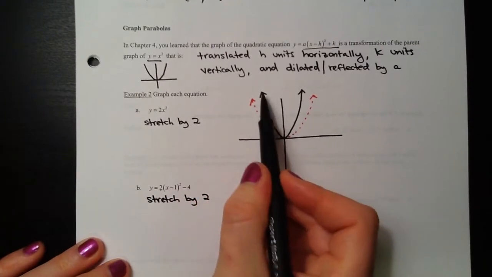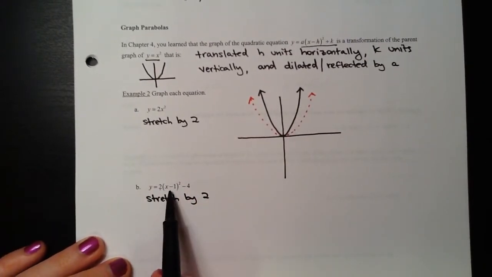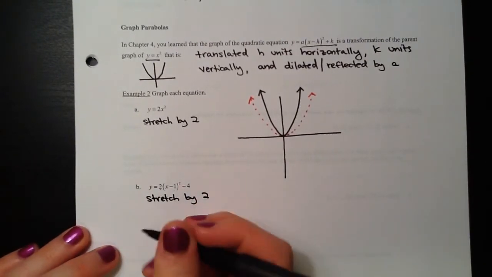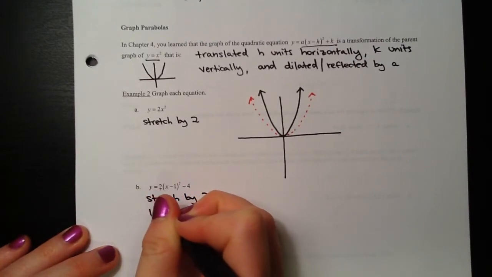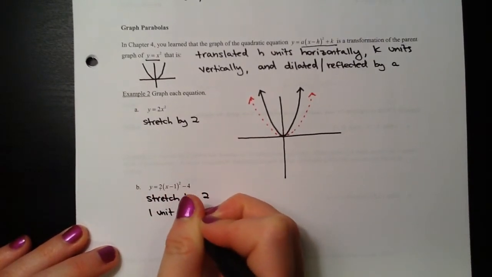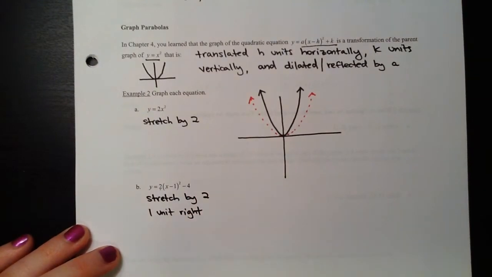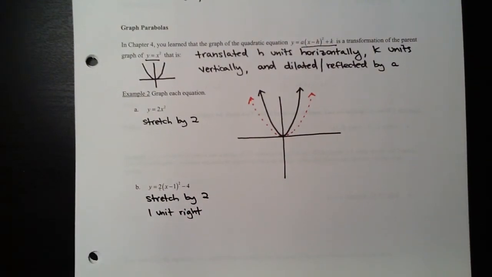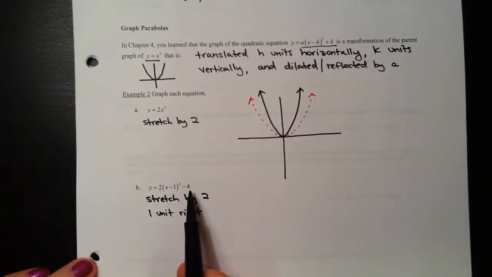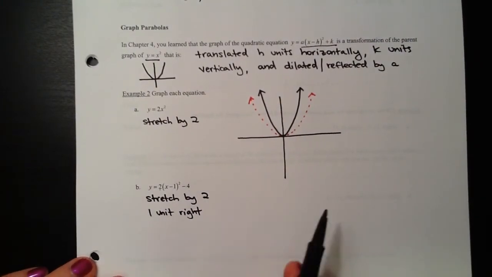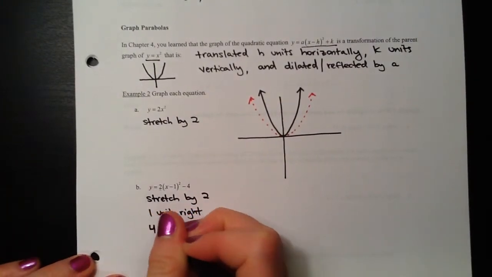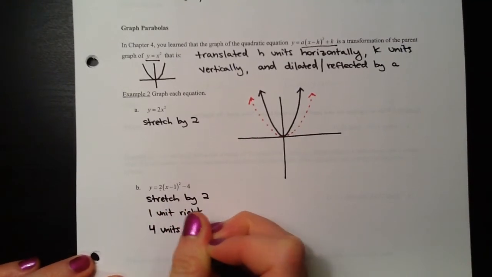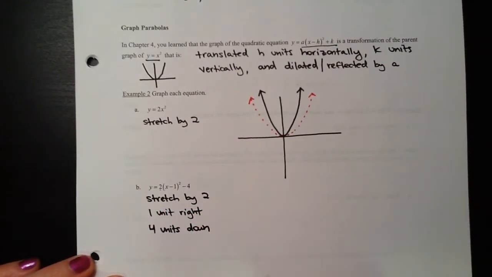So it's going to be exactly as narrow as this one was, except this. The -1 means it moves 1 unit to the right. Remember, when I'm inside those parentheses like that, it actually does the opposite of what I think it's going to do. So a -1 means 1 unit to the right. And then the -4, when I'm outside the parentheses, it does exactly what I think it's going to do. So 4 units, the negative actually does go down.